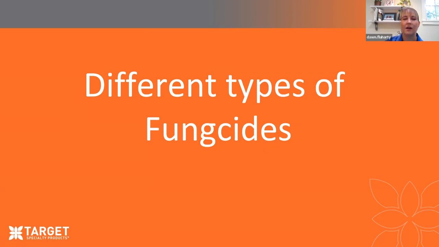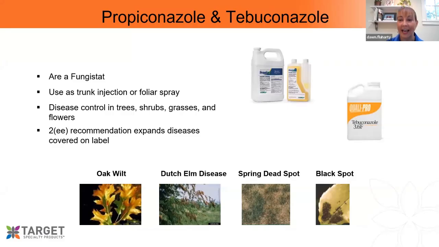So the first one I'm going to talk about are the actual fungistats. These are the chemical that when you put it inside the tree, it actually goes and attacks the disease itself. It's not doing anything to stimulate the tree. There's usually no other benefits to the tree. It is literally circulating through the tree and attacking the disease. Two of the most common ones we use are propiconazole and tebuconazole. They're both in the same azole family, and they work on a broad array of diseases.